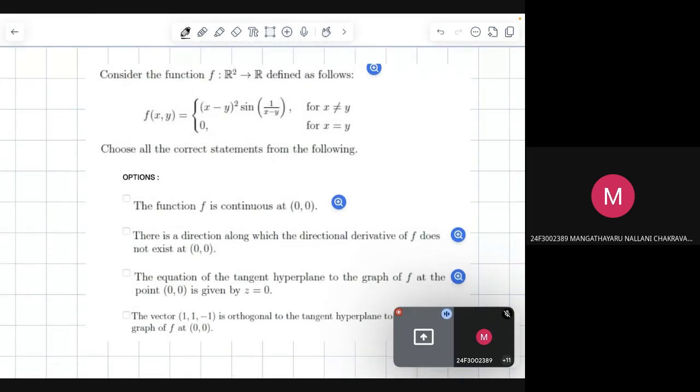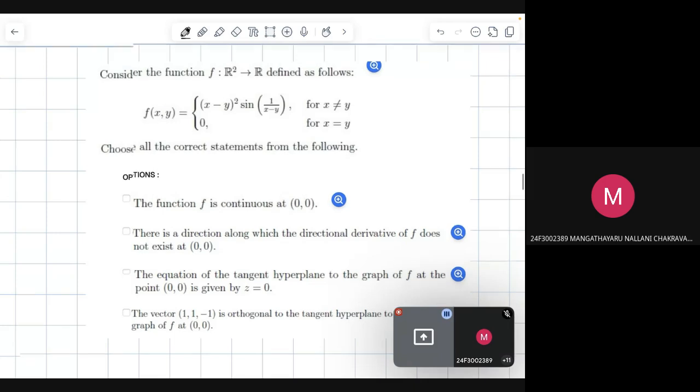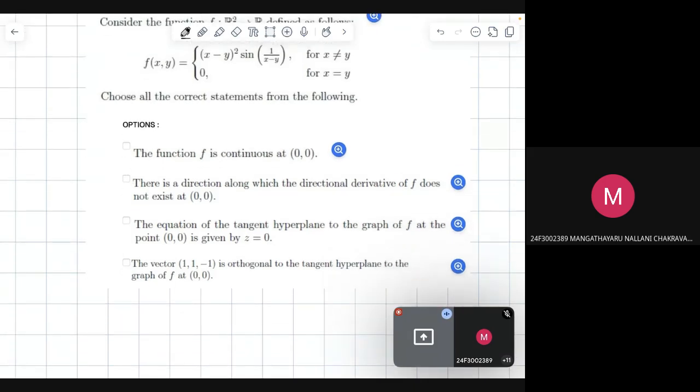So consider the function f from R2 to R defined as f(x,y) is equal to (x minus y) whole square sine 1 by y for x not equal to y and 0 when x equal to y. So we have to say which of the following statements are correct. The function f is continuous at (0, 0).